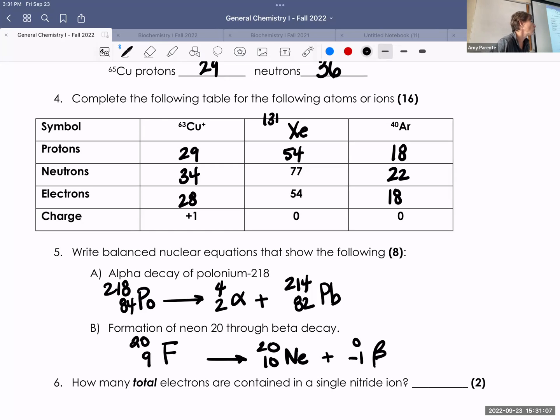So I could rewrite the same problem where it would be the same equation, but I'd say fluorine 20 undergoes beta decay to produce this particle. It would be the same exact equation, but now you have to figure out that it's neon 20. Do you see that?